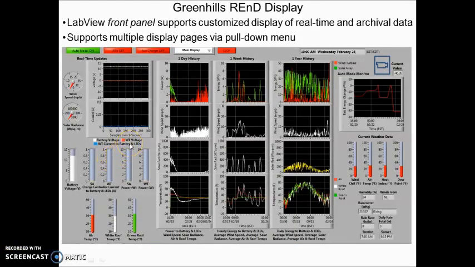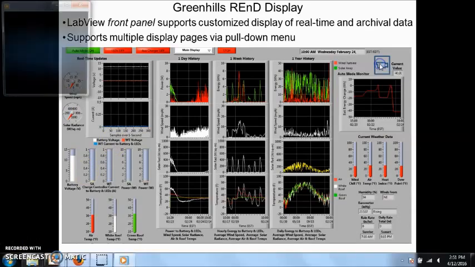This slide shows a screenshot of the custom display that we developed for the energy dashboard. It is shown on the 50-inch TV monitor immediately above the dashboard cabinet.